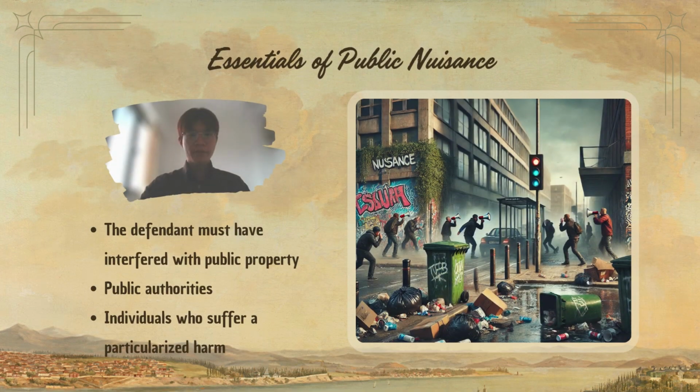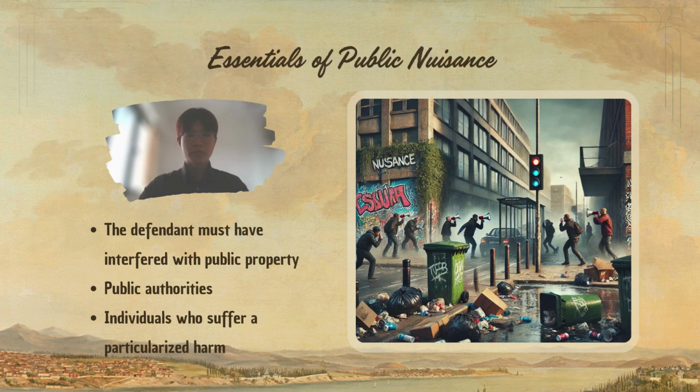I'm going to explain about the essentials of public nuisance. To make a claim for public nuisance, the plaintiff has to show the defendant must have interfered with public property or with a right common to the public. Since the impact of the nuisance is felt by the public, thus the law limits the right to sue only to public authorities who are responsible for protecting the right of the public and those individuals who suffer a particularized harm from the nuisance.